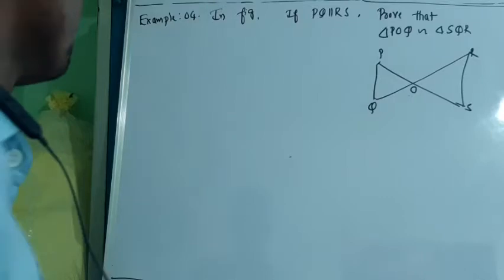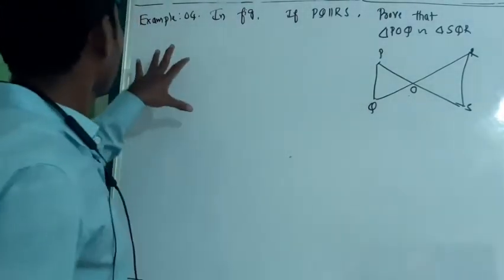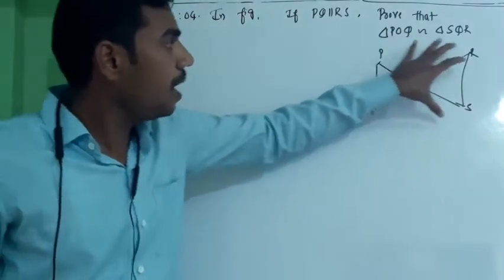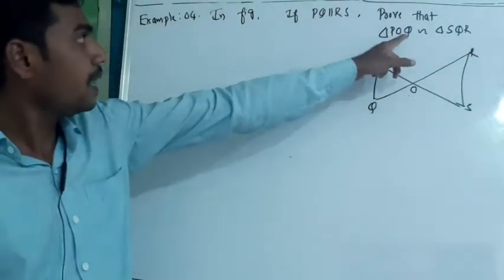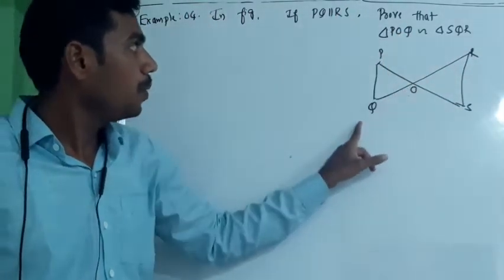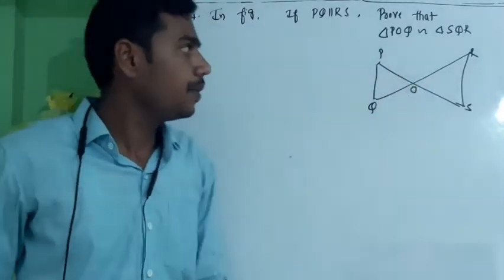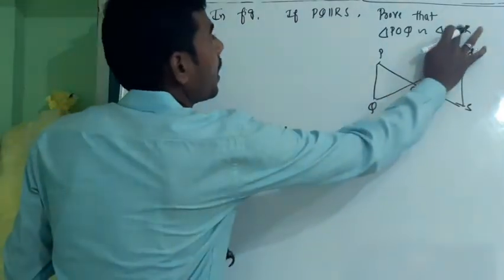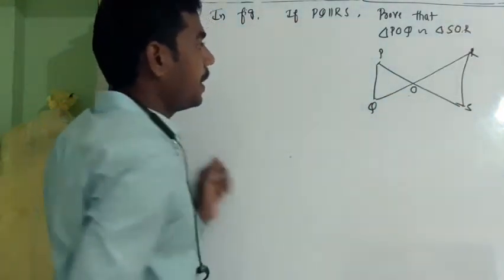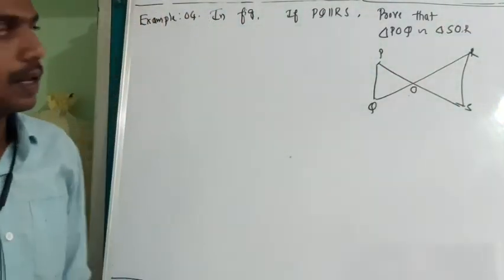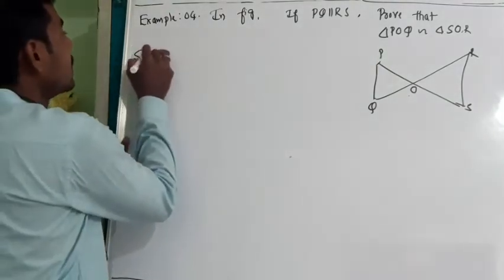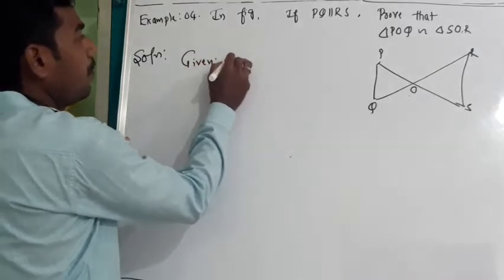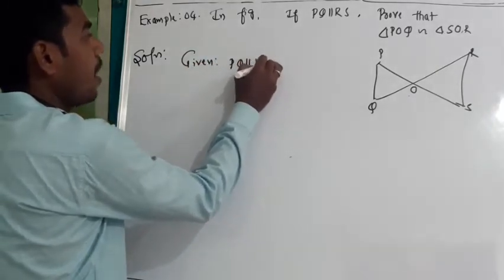We'll start with example 4. See, in the figure, PQ is parallel to RS. Prove that triangle POQ is similar to triangle SOR. We need to prove these two triangles are similar. So for that, what is given to us? Given: PQ is parallel to RS.